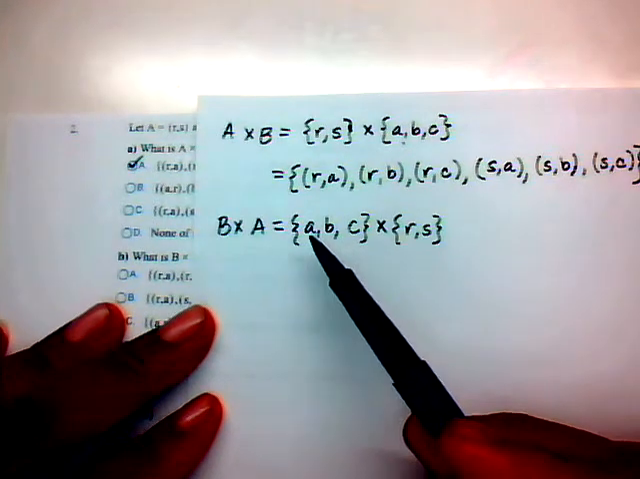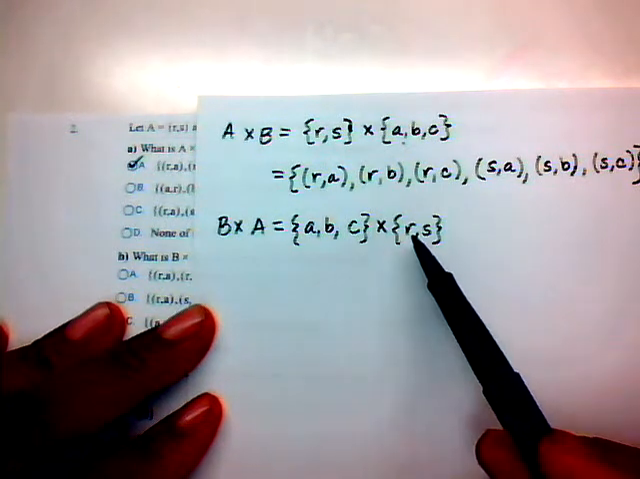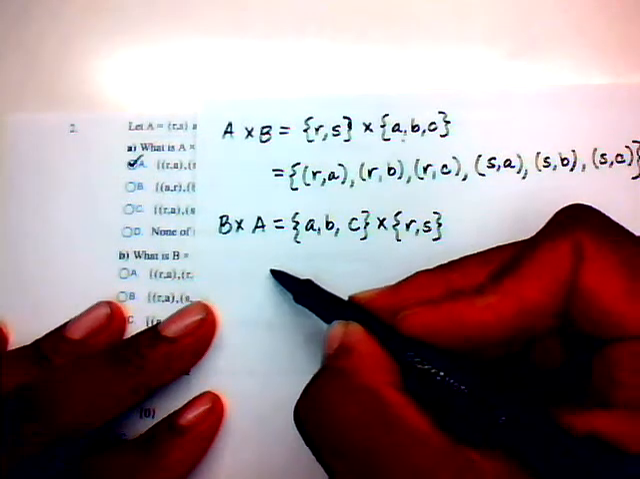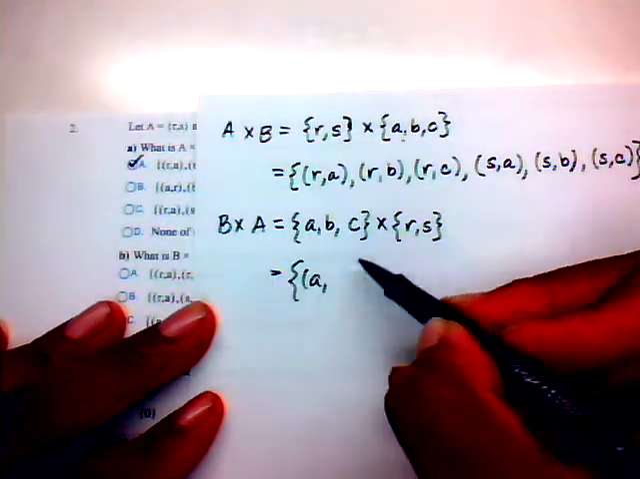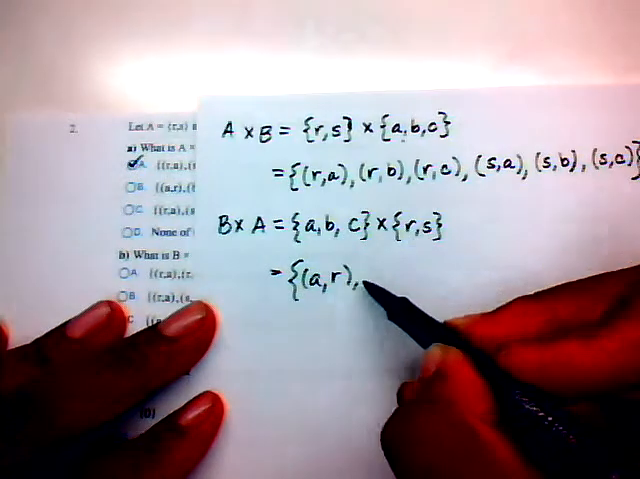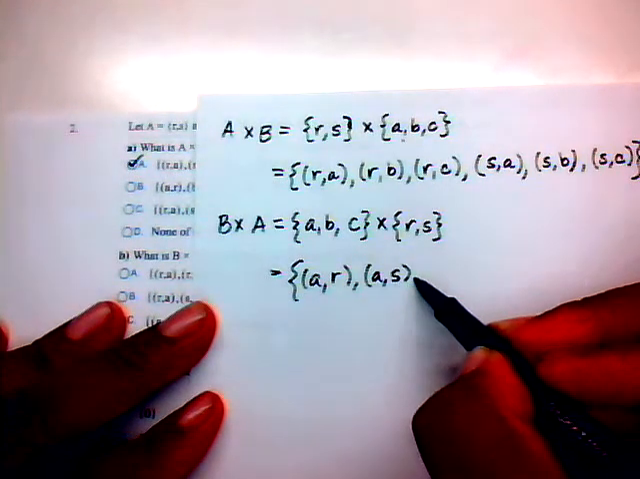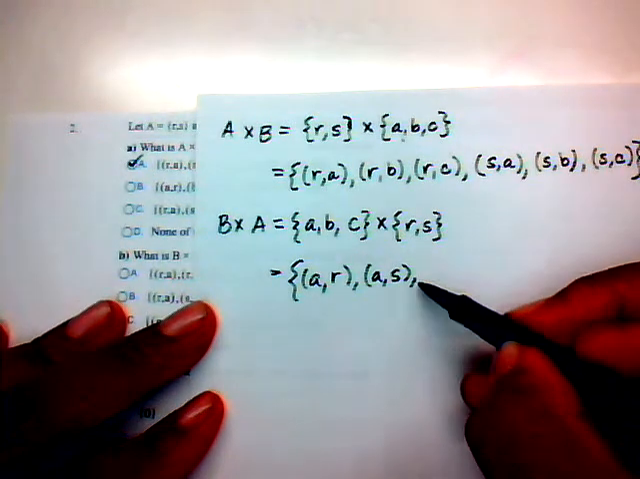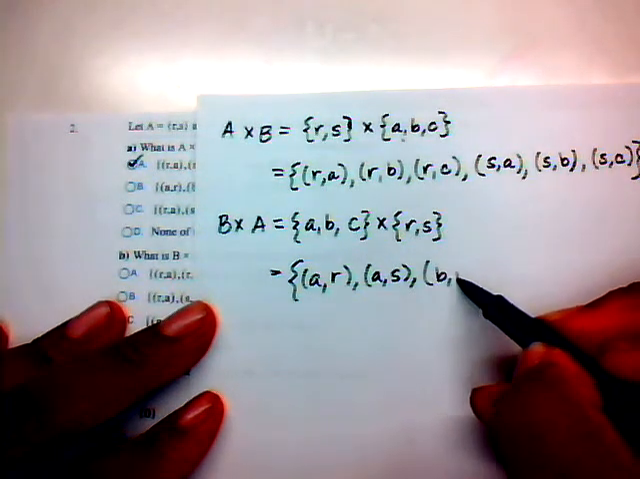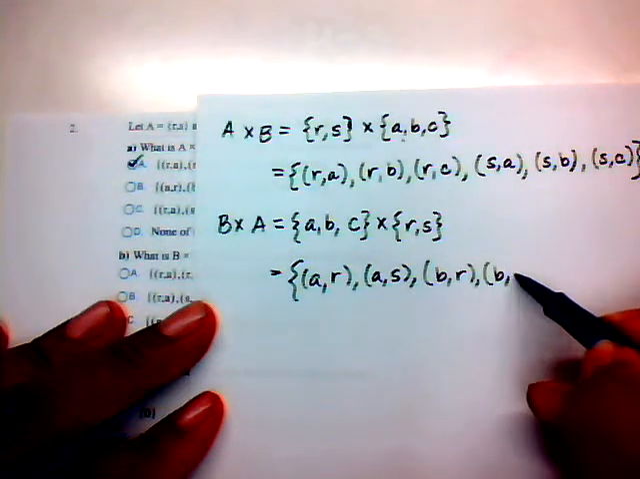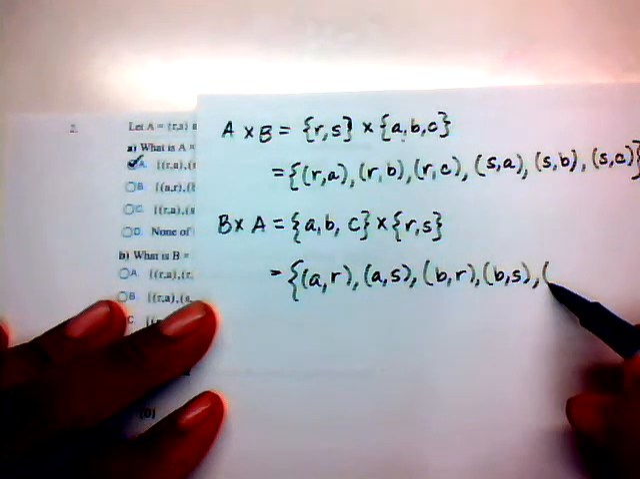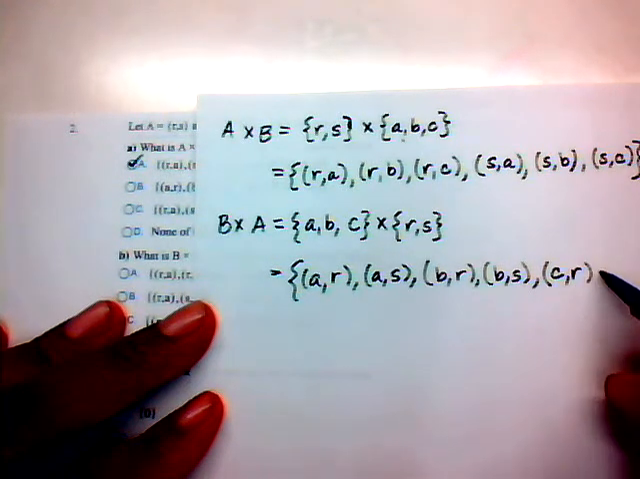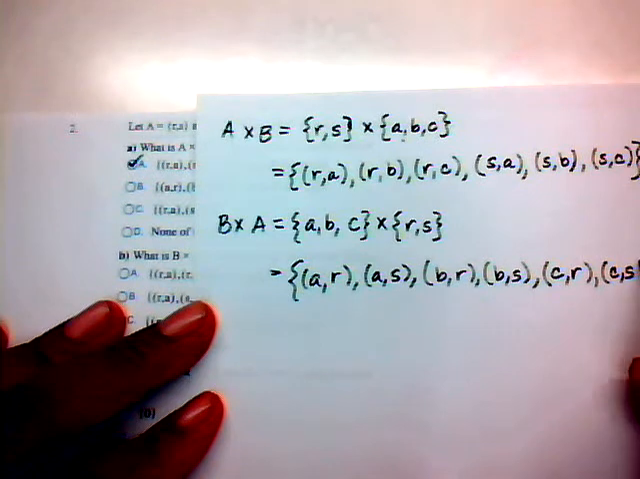So now, these elements will be each paired with these two elements of the second set. So now, A is going to be paired with R, and A is going to be paired with S. And then B will be paired with these two elements, so that means that B is paired with R, and B is going to be paired with S. And then you have C going to be paired with R, and C paired with S.